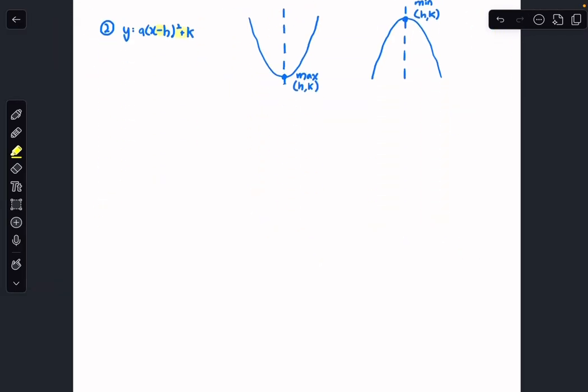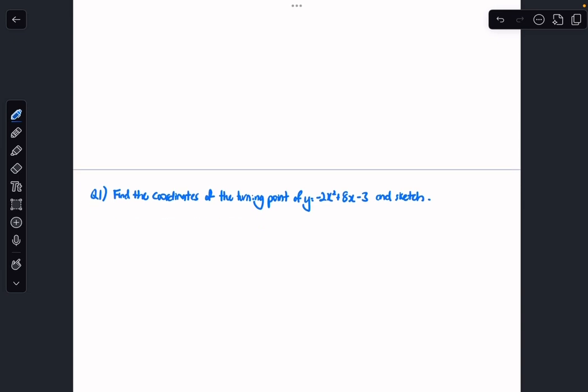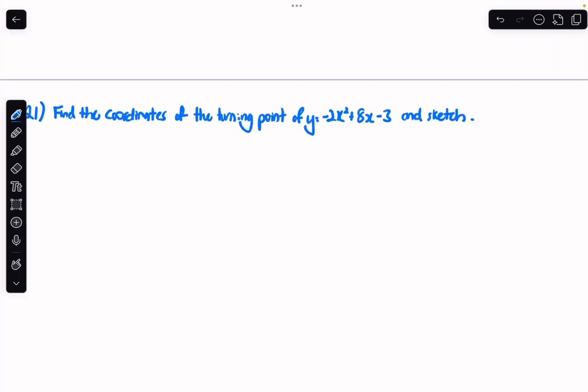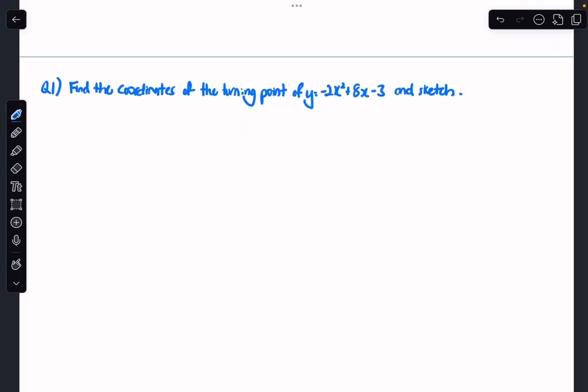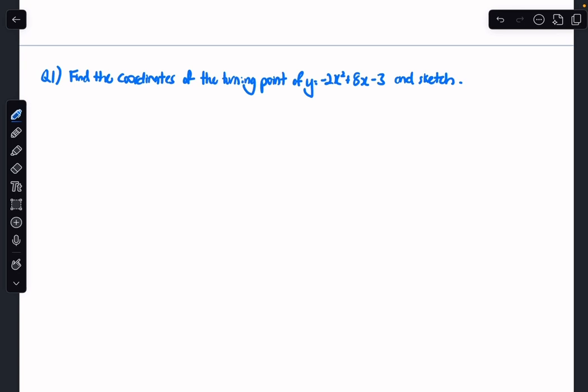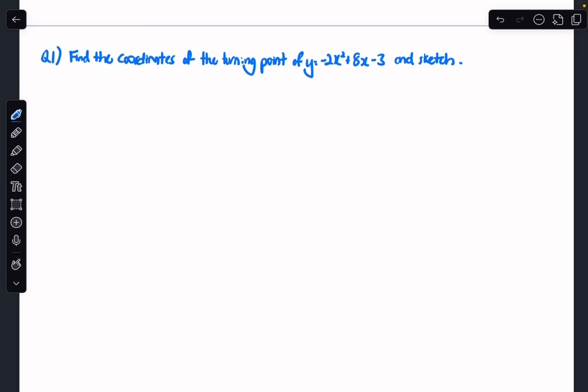Okay, now let's move on to the next part. We'll be doing an example of it. Find the coordinates of the turning point of y equals negative 2x squared plus 8x minus 3, and sketch. So we'll start by making the x squared coefficient 1.